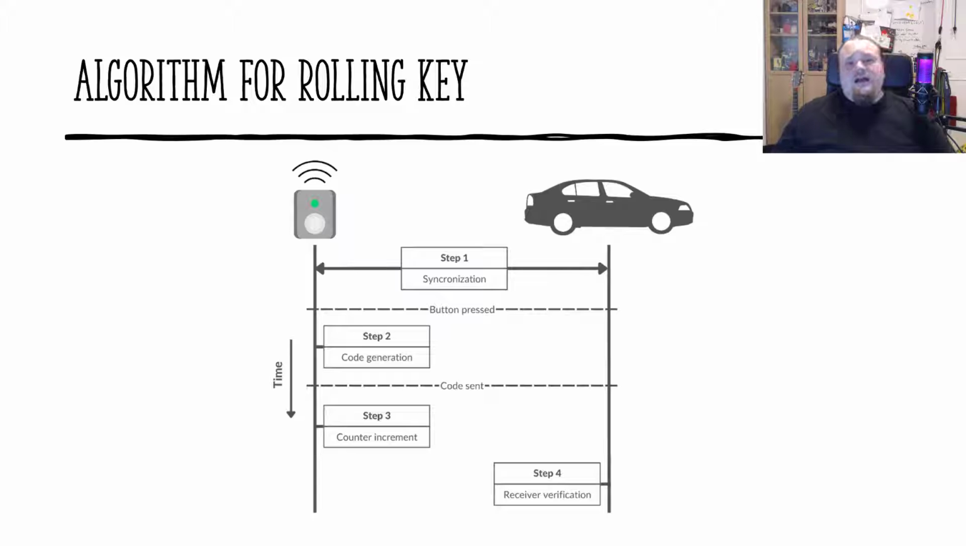So the actual algorithm for the rolling key could be presented this way. You have a key. Step 1 is some sort of synchronization, or maybe it's already done. Then you press the button. You generate the actual code, the key, whatever you will call it, for the car. Then you send it, and your incremental counter or the synchronization on the car and on the key is basically in sync. Now the problem could probably occur.